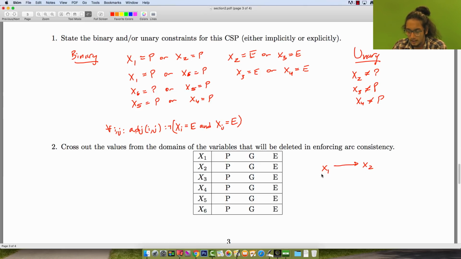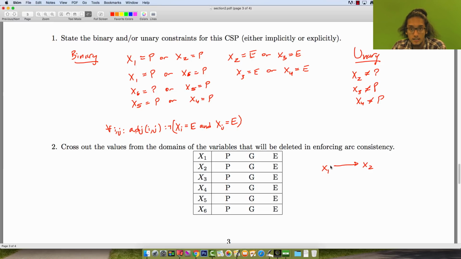You want to ask yourself the question: is it the case that for every remaining value in the domain of the variable at the tail, which in this case is x1, there is some value in the domain of this such that if you assigned both of those values to each of these variables, it would satisfy all the constraints of the problem? Basically, I'll repeat that one more time. Is it the case that for every value in the domain of this, you have some value in the domain of this, such that if you assign those values, they obey all the constraints, right?